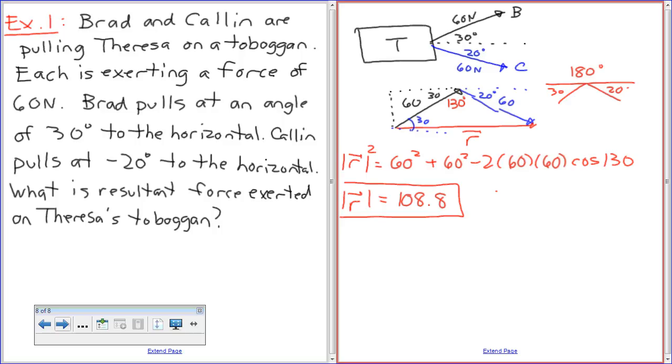Now this angle is going to be tricky here. I'm going to erase this one. Which angle, and I'm going to pick on you, which angle will I be solving, the left or the right?